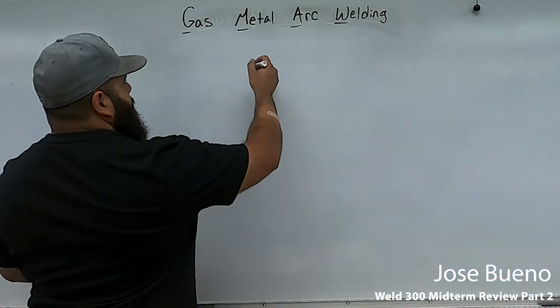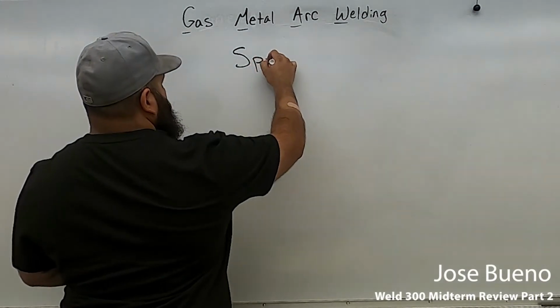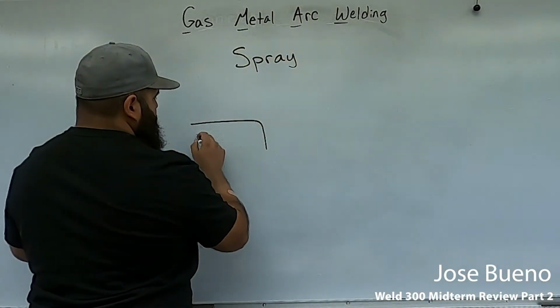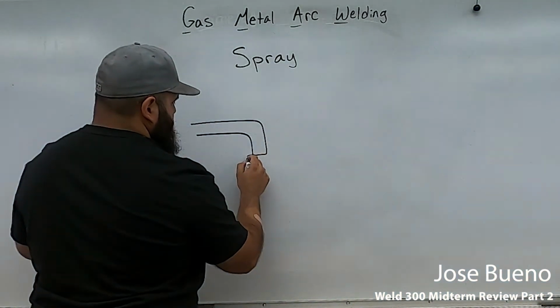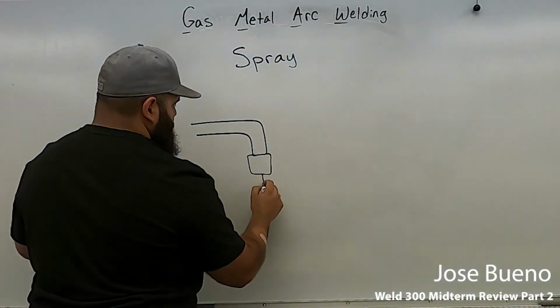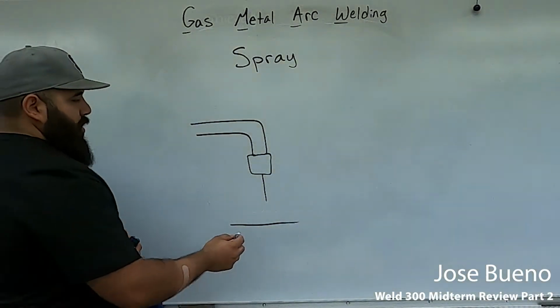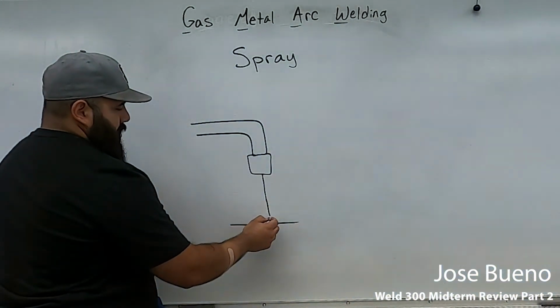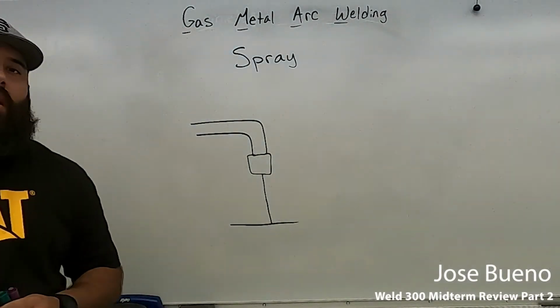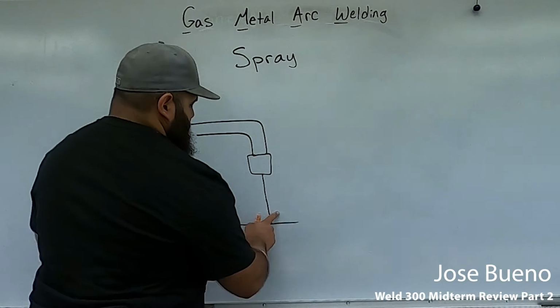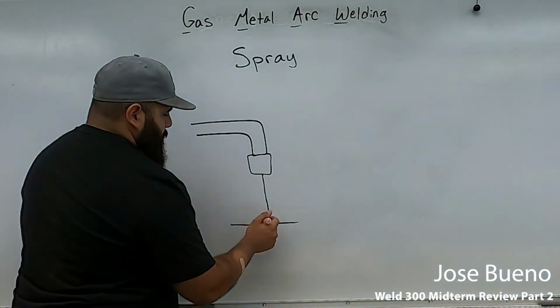Now we have spray mode. Just like with the previous two, we have our MIG gun, we've got our electrode, and we've got our base metal. So pretty much the same thing. Our electrode is going to make contact with the base material, and an arc is going to establish.